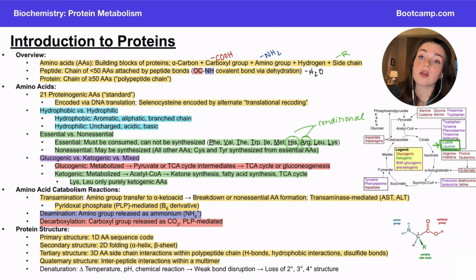And so proteins can also lose their structure through a process called denaturation. So changes in temperature, changes in pH, or chemical reactions can weaken the bonds between these amino acids and cause the proteins to denature or lose their three-dimensional shape. If we disrupt the weak bonds in between those amino acids that were holding that structure together, then that protein can lose its secondary, tertiary, quaternary structure.